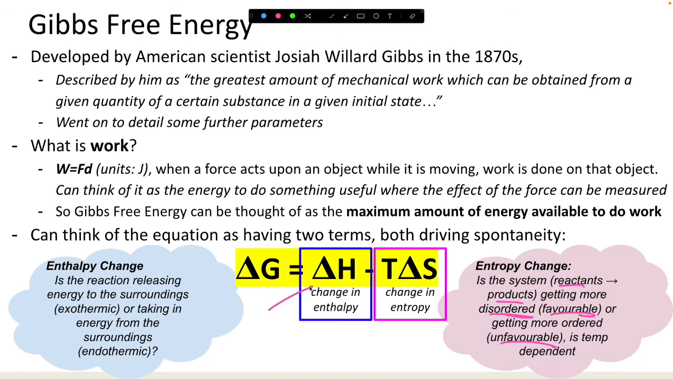And we know that we've got all sorts of signs. We can have a negative enthalpy change, we can have a positive enthalpy change, we can obviously have a negative entropy change and a positive entropy change as well. Let's start plugging some numbers in.